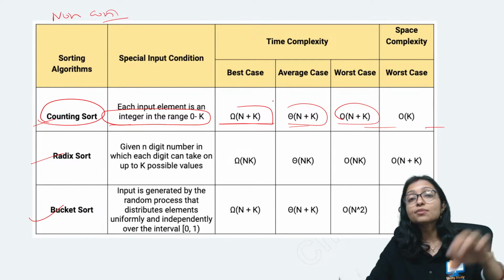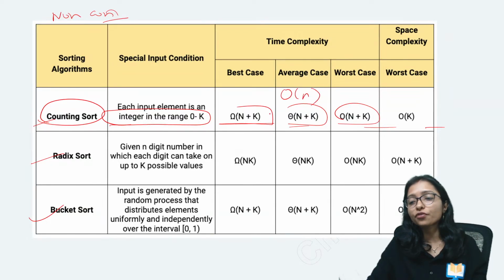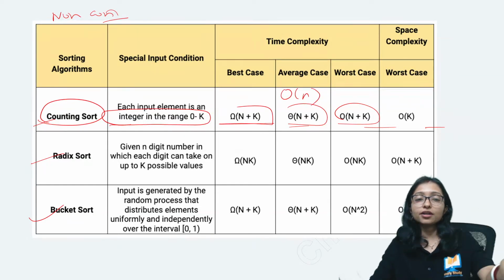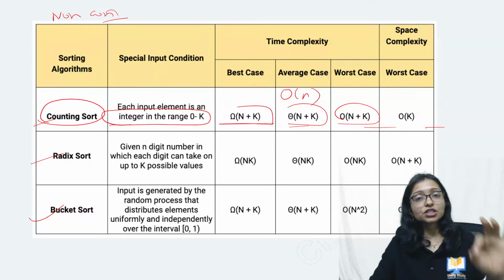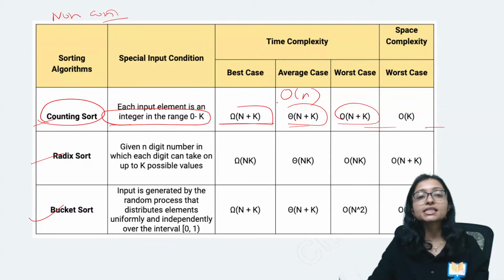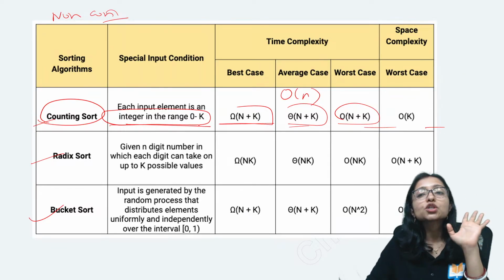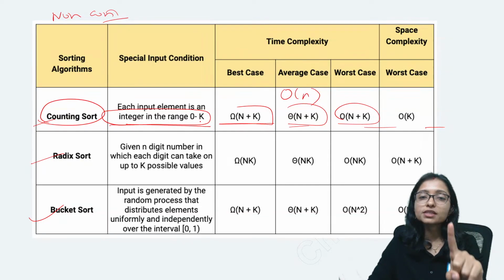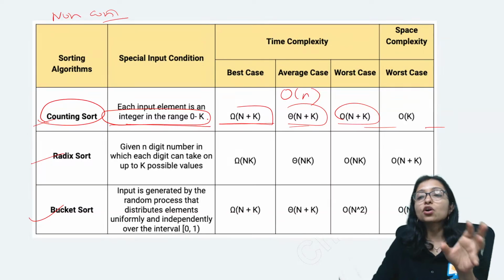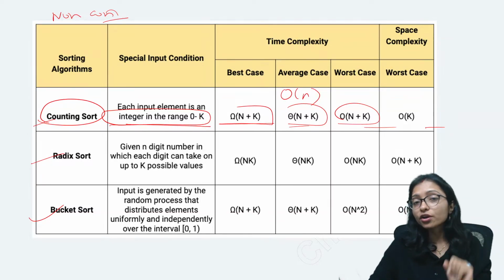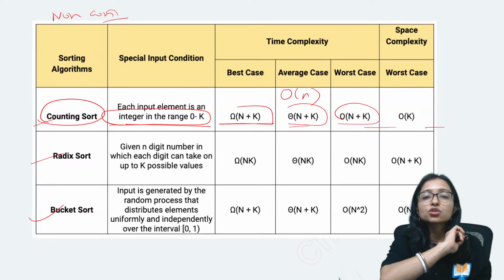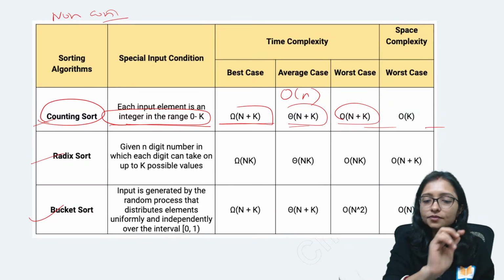This asymptotically we can write as order of n. So if a question asks which one is the best algorithm in this range, then always choose counting sort. Counting sort is always the best one because it is in linear order of n. Other than that, none is giving you order of n.